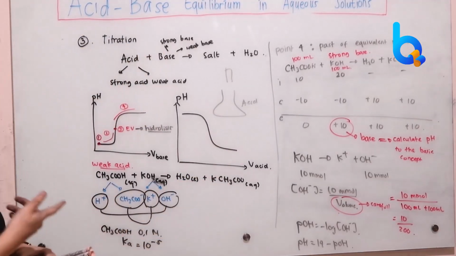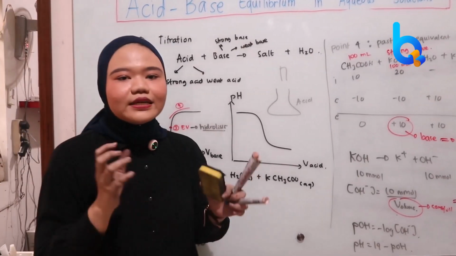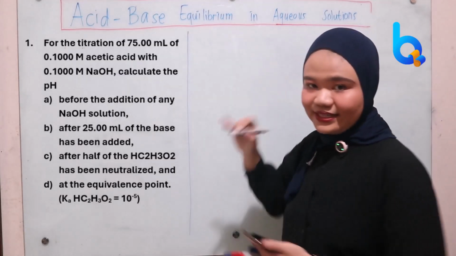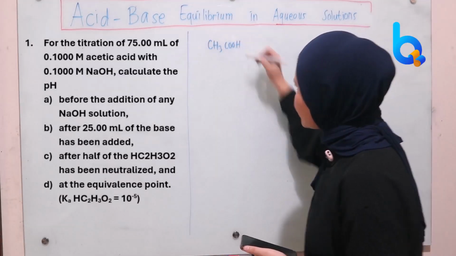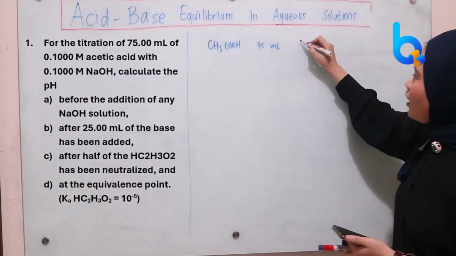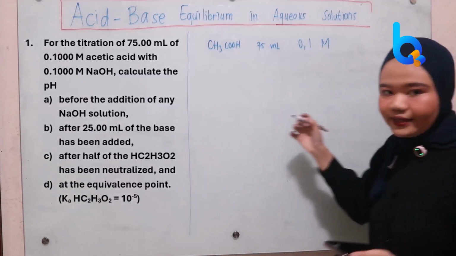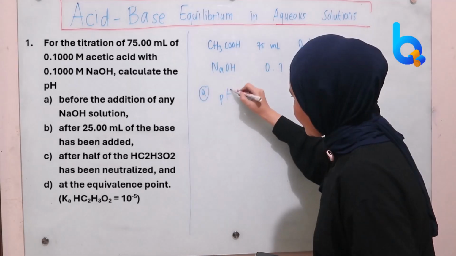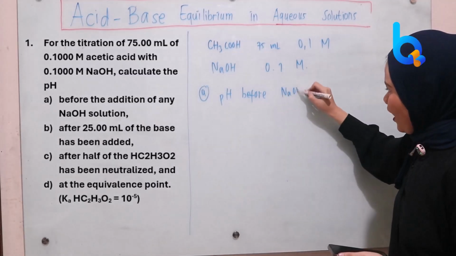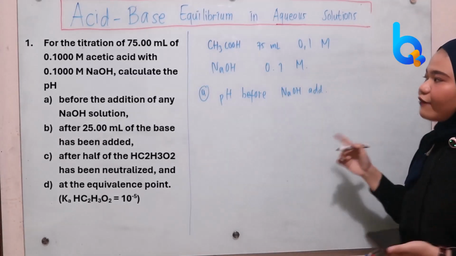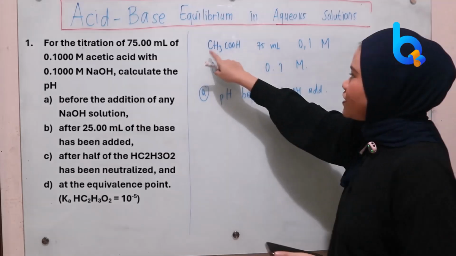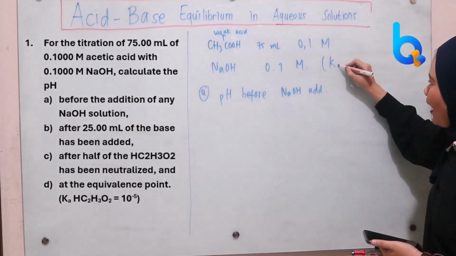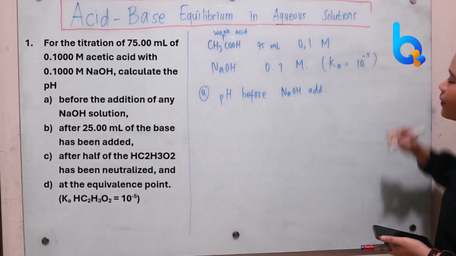And after this, we can make an example with a question. This is question 1. So we have acetic acid, CH3COOH, 75 milliliter, 0.1 molar, and then NaOH 0.1. Okay, so A: pH before adding NaOH. Okay, so we have to understand that the property of CH3COOH is a weak acid. This is why we have Ka equal to 10 to the power of minus 5.